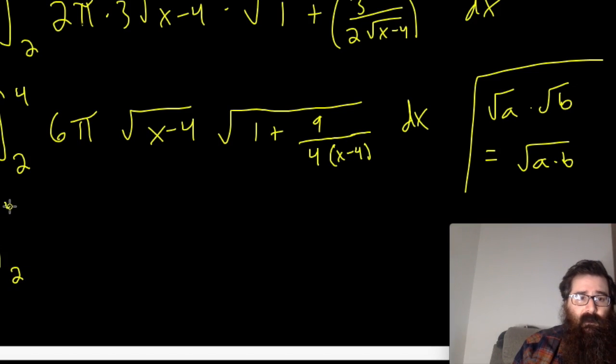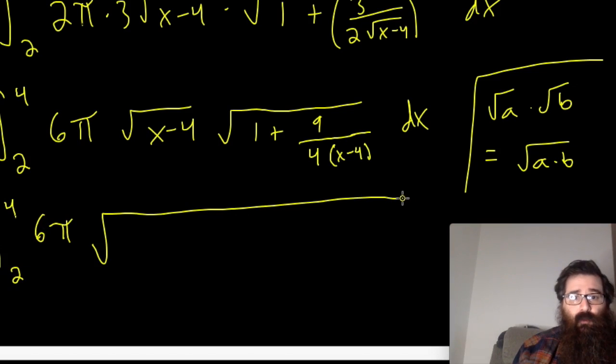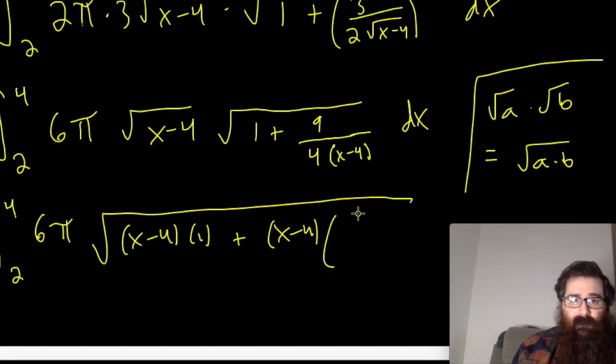So we'd say integral from 2 to 4, I have 6 pi, but then I'm going to want the square root of, and I want to multiply this in. And try to think of the x minus 4 as one term. I think it makes it just a little bit faster. So I would say instead of the 2 square roots, I want 1 square root, and I want to multiply the contents together. So x minus 4 times 1 plus, and then x minus 4 times 9 over 4 times x minus 4 dx.